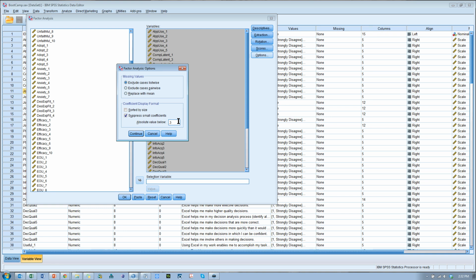What that does is it cleans up the matrix so it's not as messy. You sort by size too. You could sort by size. I think we should be fine sorting by size. That just puts the highest loadings at the top and then goes down to the lowest loadings for each factor.